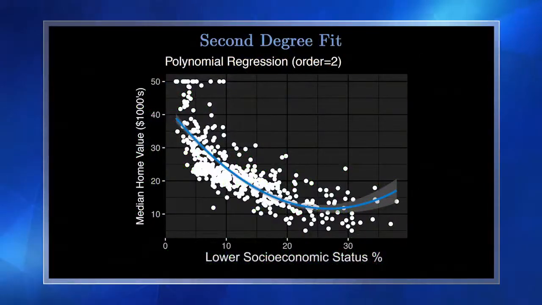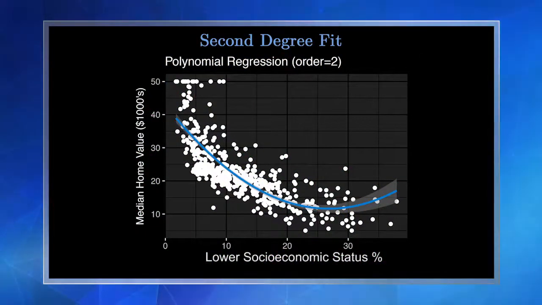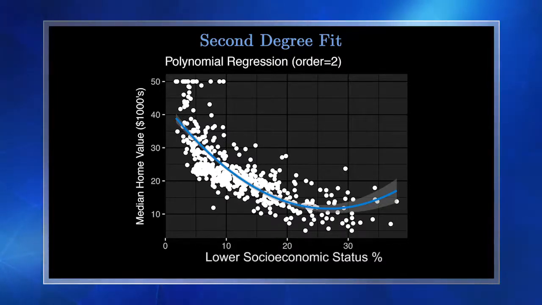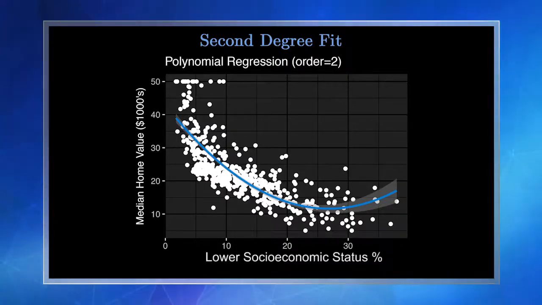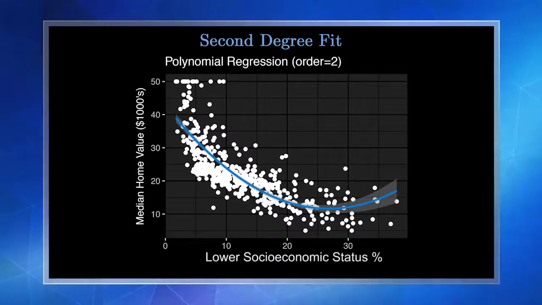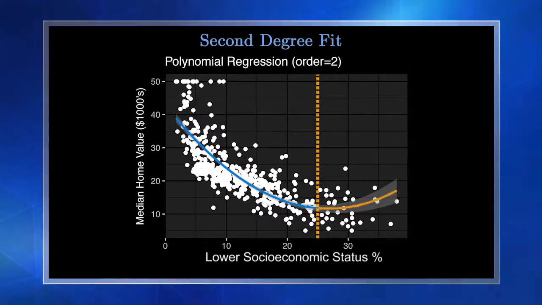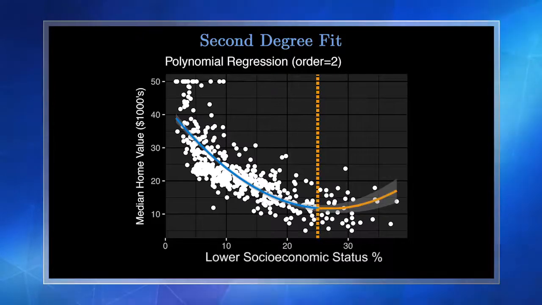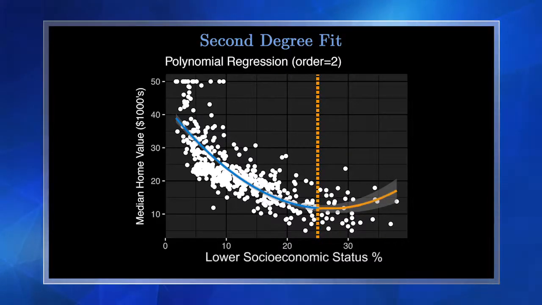Notice here, we can also do a second degree fit. The quadratic model fits the data pretty well. In fact, better than our linear one did. But notice that it has pretty poor behavior for low socioeconomic status percentage above 25%. In fact, the data doesn't seem to support the curve where it turns upward. We wouldn't expect home values to increase as the percentage of low socioeconomic status increases above 25%. So in this case, a higher order model might give us a better fit.